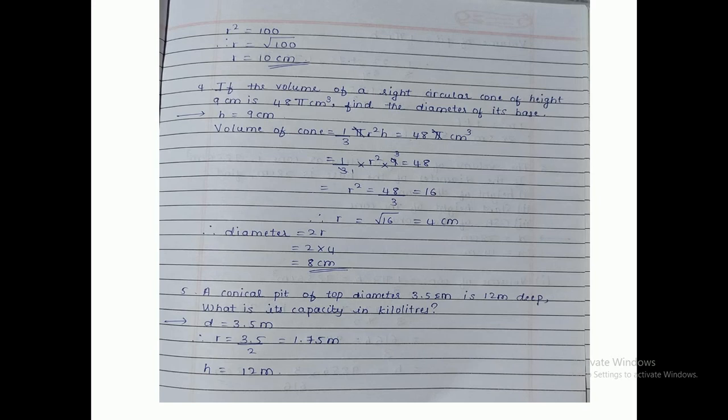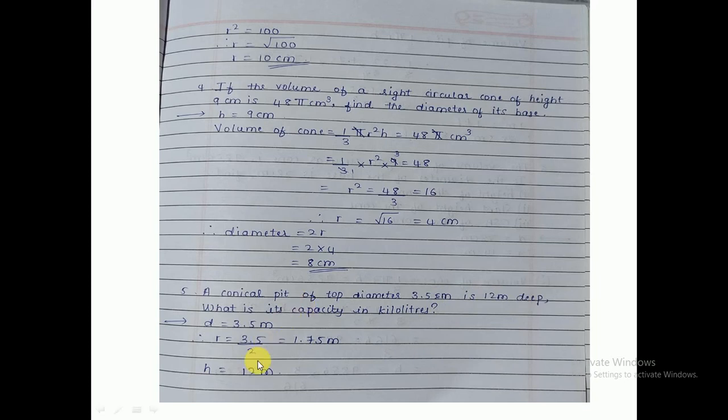Yes. Now look at the fifth question. A conical pit of top diameter 3.5 meter is 12 meter deep. What is its capacity in kiloliters? They have asked the capacity in kiloliters. A conical pit. We have discussed this word pit in the last video also. Conical shape, top diameter 3.5 meter and 12 meter deep, that is the height. What is its capacity in kiloliters?